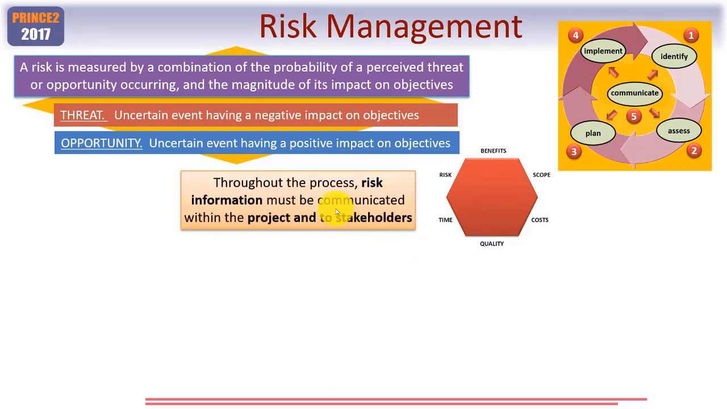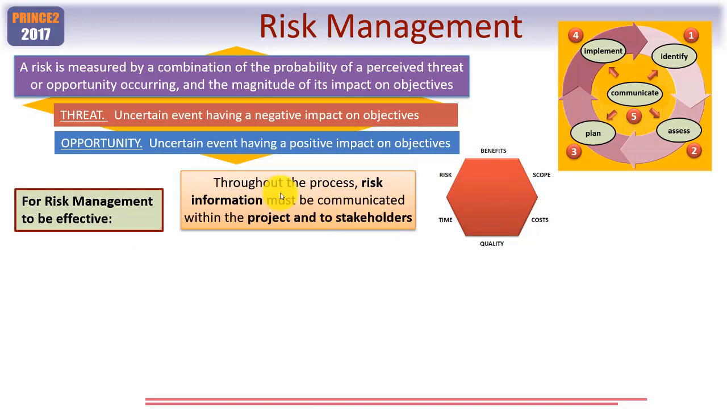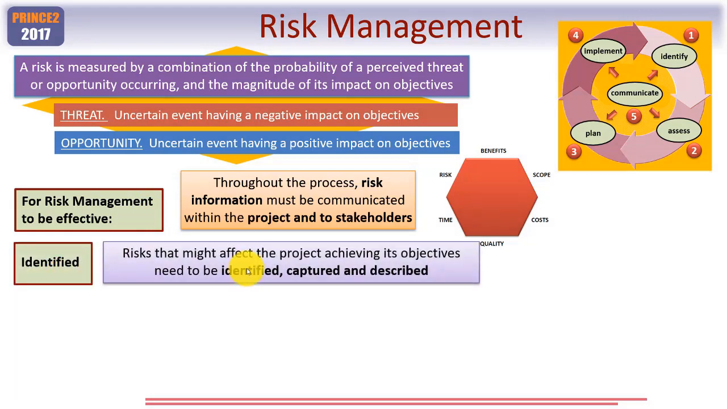First of all then, throughout the process, risk information must be communicated with the project as well as to key stakeholders. And in order for risk management to be effective, there are 4 elements you need to be aware of. The first is that risks that might affect the project achieving its objectives need to be identified, captured on the risk register as it happens, and described with clarity so that everyone has a common understanding of what that risk is.